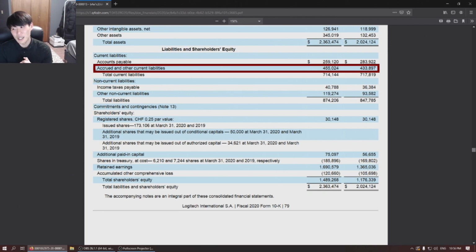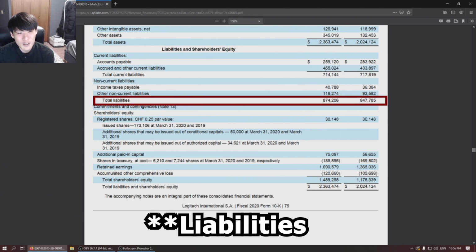That's typically what it is, or it's periodically just for preparation to pay something. And so that is what accrued and other current liabilities is. And they currently have $455 million in there. So total current assets is $714 million.